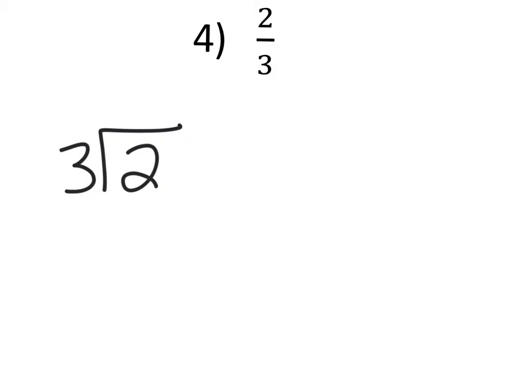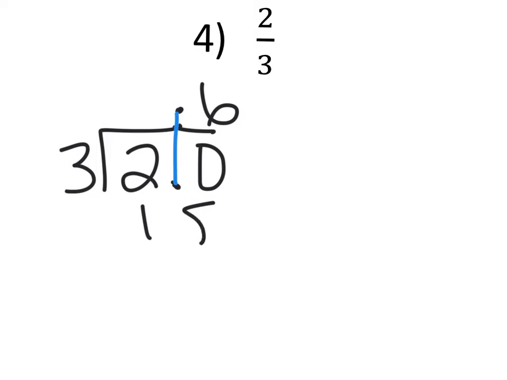When I do this, 3 won't go into 2, so I add my decimal and a 0, bring my decimal directly above. That's going to go straight up into that final solution. 3 goes into 20, 6 times. 3 times 6 is 18. I'm going to subtract, and look at what happens. I end up with a 2.